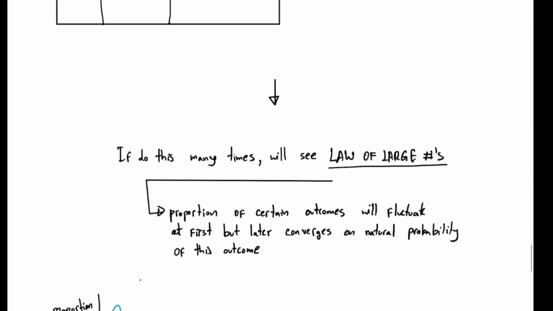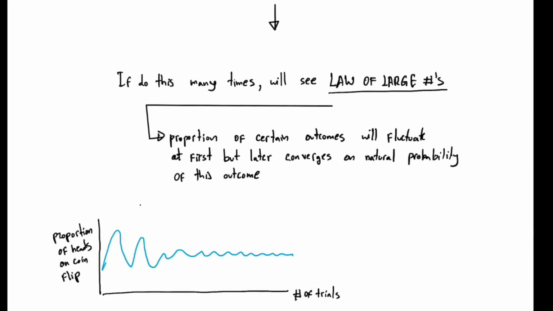So, what have I been doing here? If you perform a particular experiment, you do a trial over and over and over, like one trial after another, you're going to invoke, I guess, this thing called the law of large numbers, which states that the proportion of certain outcomes will fluctuate at first, right? But later converges on natural probability of this outcome.